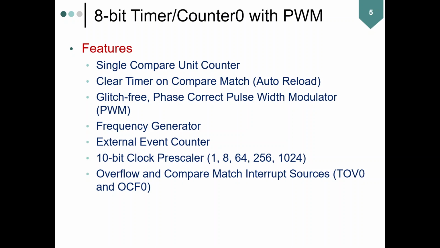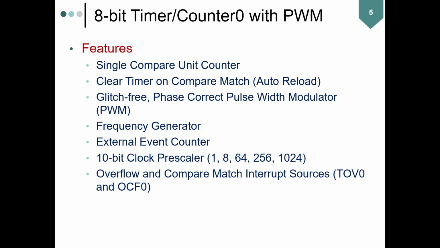Then it has overflow and compare match interrupt services. So if it overflows, which means that you want it to count and go to the end, once it reaches the end, it overflows and starts back from 0. This condition is called overflow, and you want that there should be an interrupt once that happens, so that you could take some action. So it has that capability.